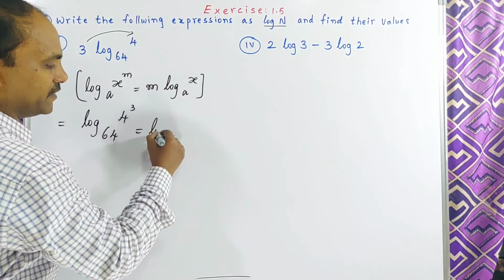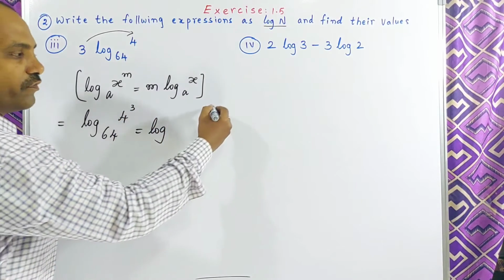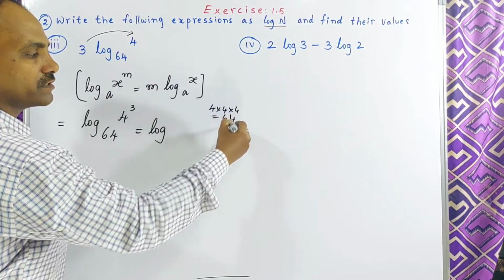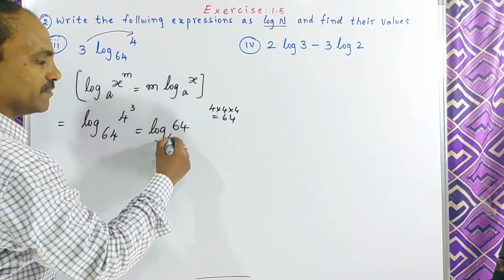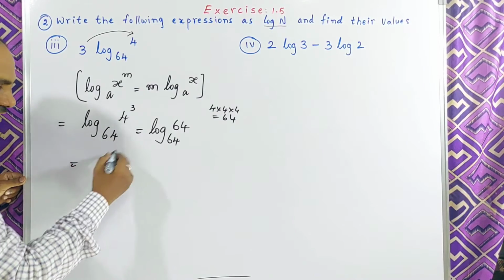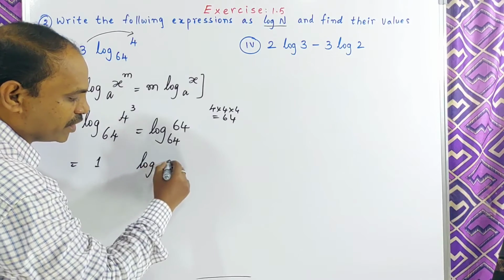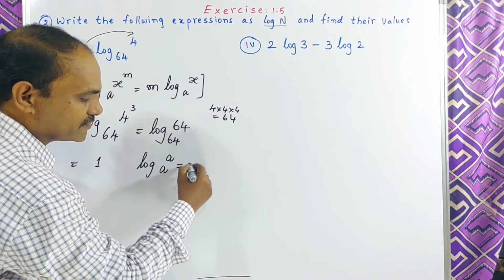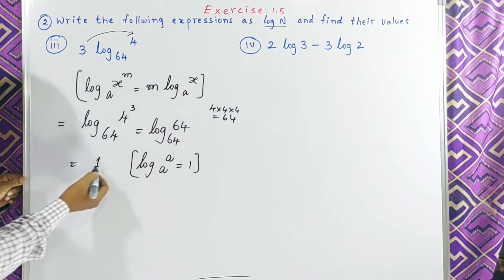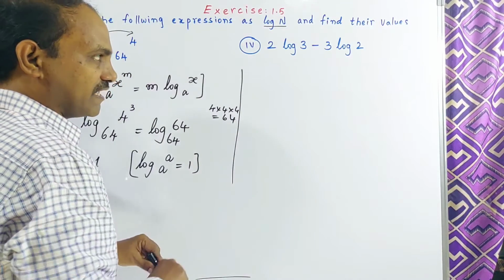Now how can we write? Log 4 cube, value 4 into 4 into 4, 64. So 64 to the base 64. Base value and this value both are equal, that's why this answer equals 1. Why? Log a to the base a is equal to 1. By using this formula we can write this value equal to 1. Now check out the fourth one.